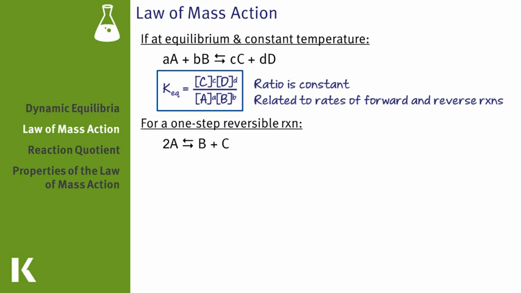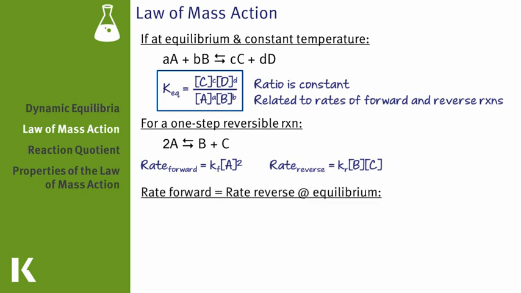Let's simplify the reaction so that we can understand what this means. Take this one-step reversible reaction where two molecules of A react to form a molecule of B and a molecule of C. Remember, this reaction occurs in both directions. Using the rate law, we see that the rate of the forward reaction is the forward rate constant Kf multiplied by the concentration of the reactants. And the reverse rate is found by multiplying the reverse rate constant Kr by the concentration of the products.